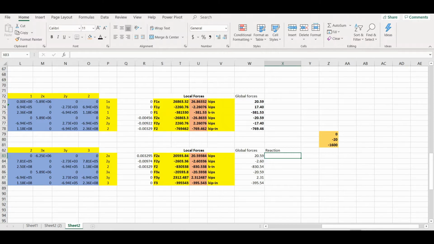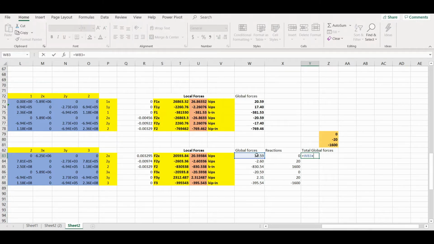Now these reactions in the x direction, which is the axial direction, will have 0. Here we have 20 acting upwards, and then 1600, 0, 20 again, and then minus 1600. Now we'll find our total global forces. Now this will be equal to this plus this.